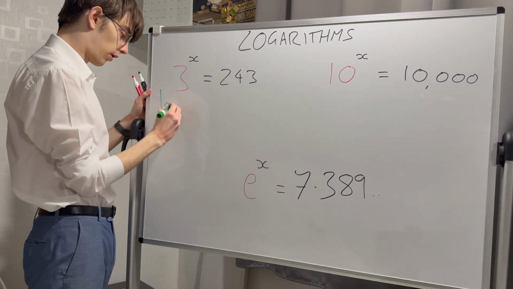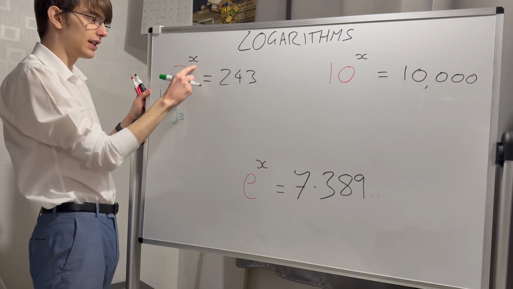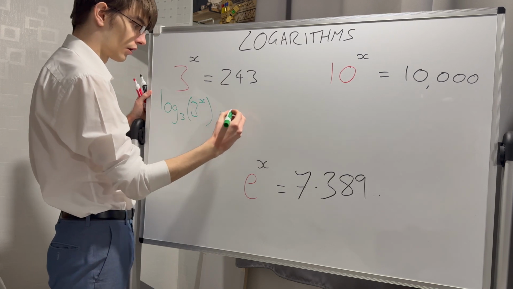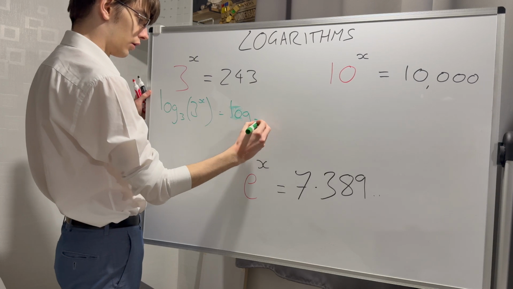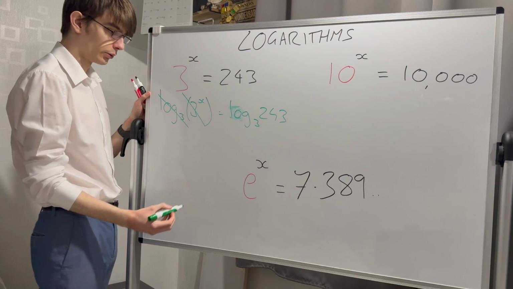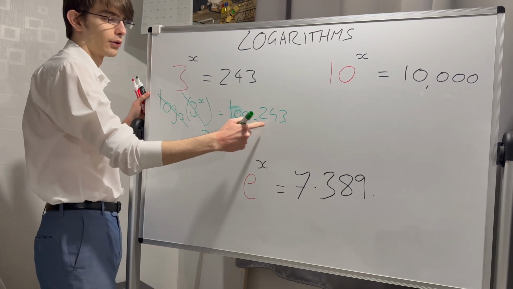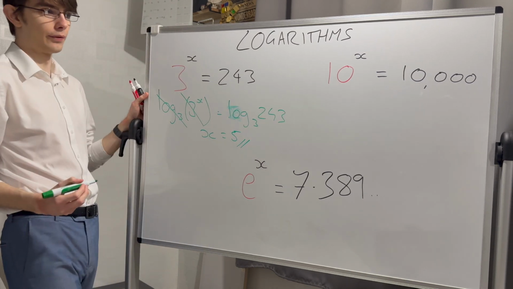So I'm going to apply a log with a base of 3, the base being the thing the x is acting on, to both sides. Log base 3 of 3 to the x equals log base 3 of 243. Log base 3 cancels with the base, so x equals log base 3 of 243. Pop that into the calculator and you get 5.